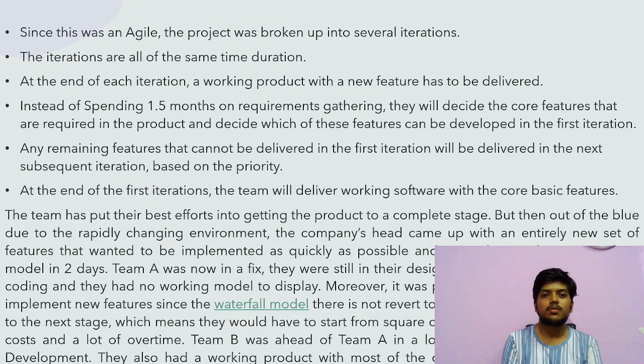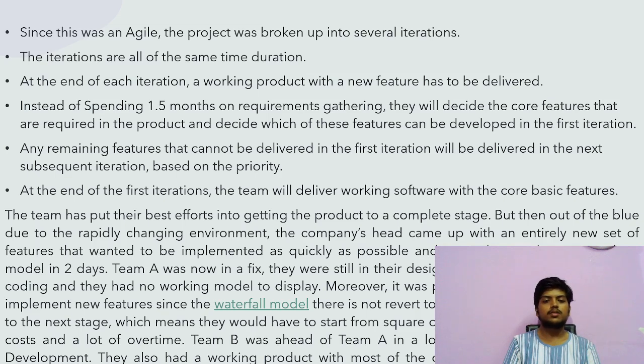Since it was agile, the project was broken into several iterations. Iterations are all of the same duration, and at the end of each iteration, a working product with a useful feature has to be delivered. Instead of spending 1.5 months on requirement gathering, they will decide the core features that are required in the product and decide which of these features can be developed in the first iteration. The remaining features that cannot be delivered in the first iteration will be delivered in subsequent iterations based on priority. At the end of the first iteration, the team will deliver software with the core basic features.